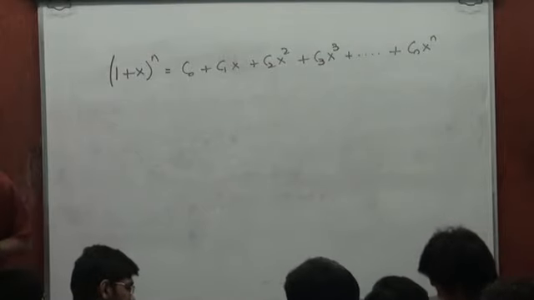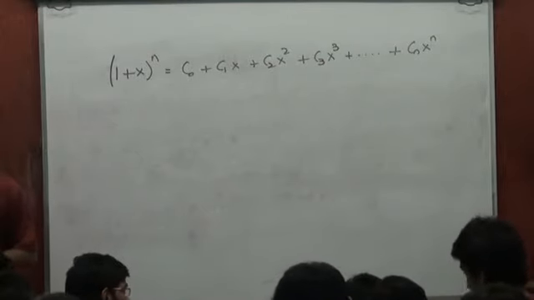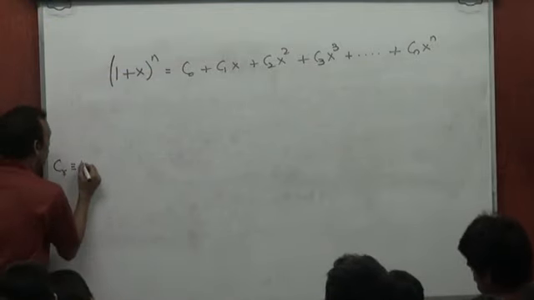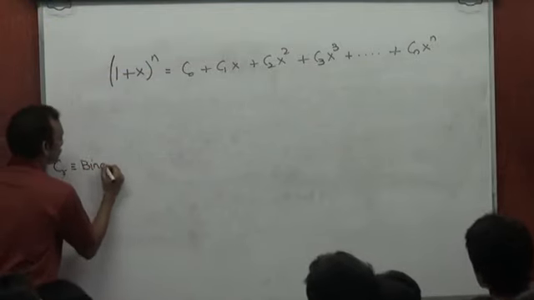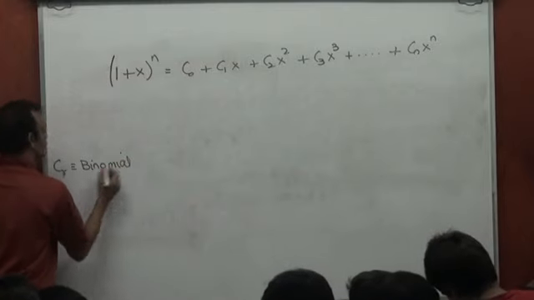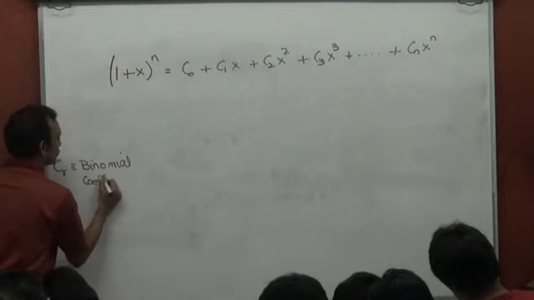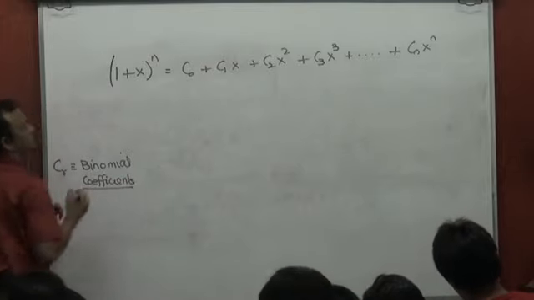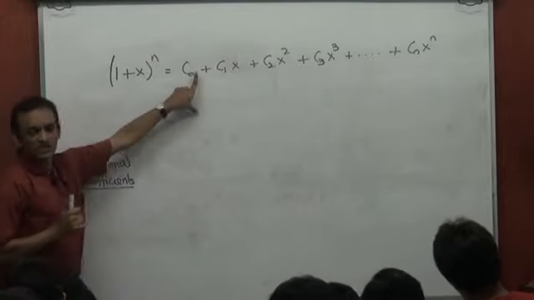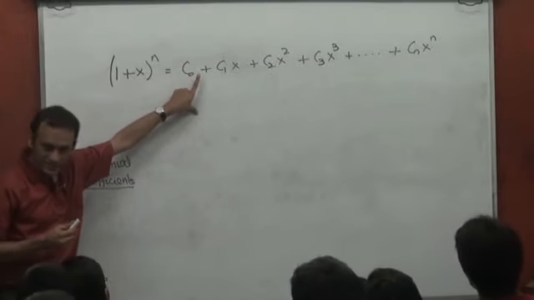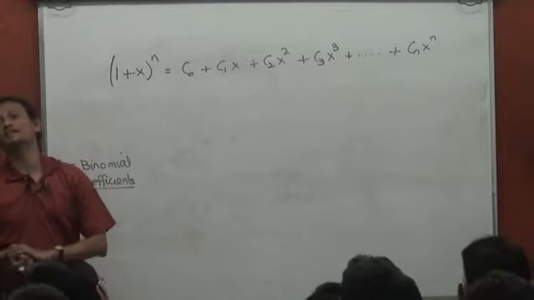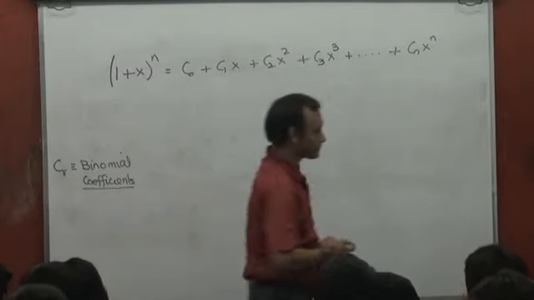These C0, C1, C2, C3, etc. are called binomial coefficients. These Cr's are called binomial coefficients. And is this an equation or an identity? It's an identity, right? Now, there are some important relationships connecting the binomial coefficients.